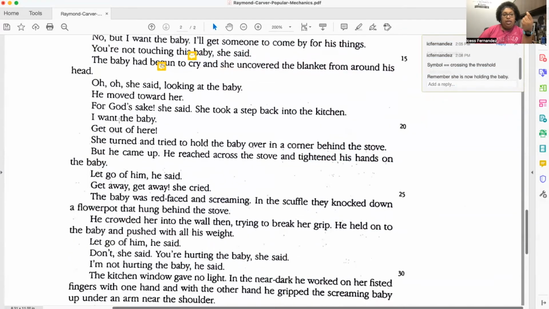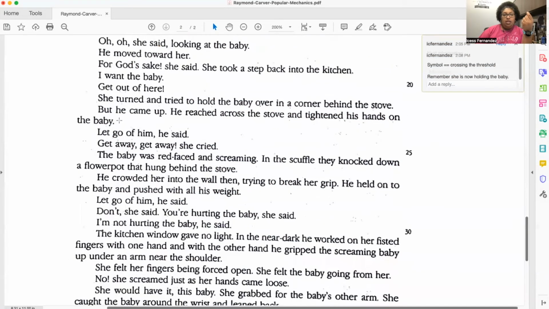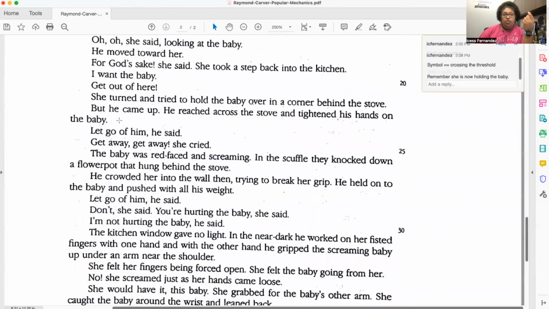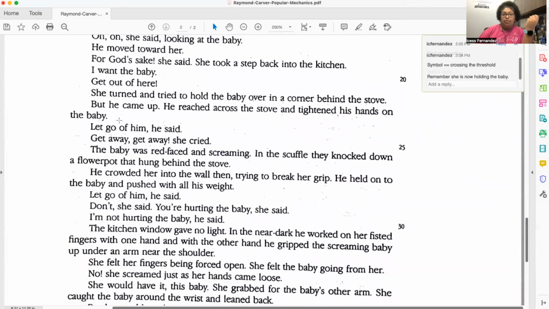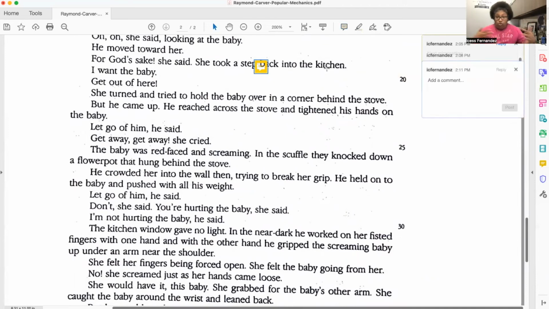So she's looking at the baby. He moved towards her. For God's sake, she said. She took a step into the kitchen. This step into the kitchen, now she has officially crossed into the threshold. Before, she was just in the doorway. She was like on the edge, right? She was on the boundary line. Now she crossed into the threshold. More tension here.